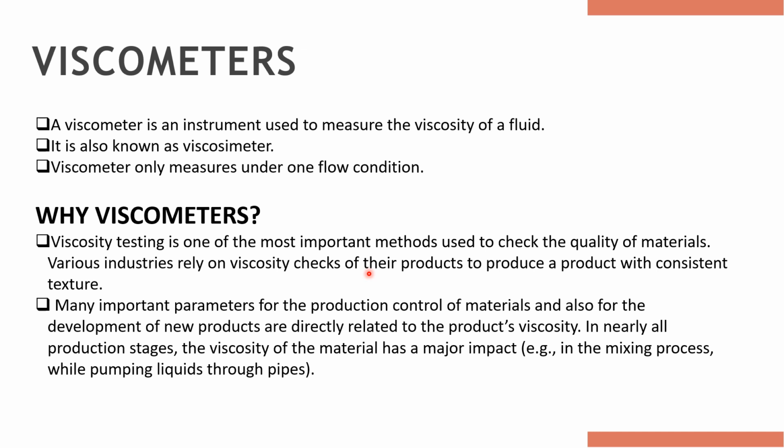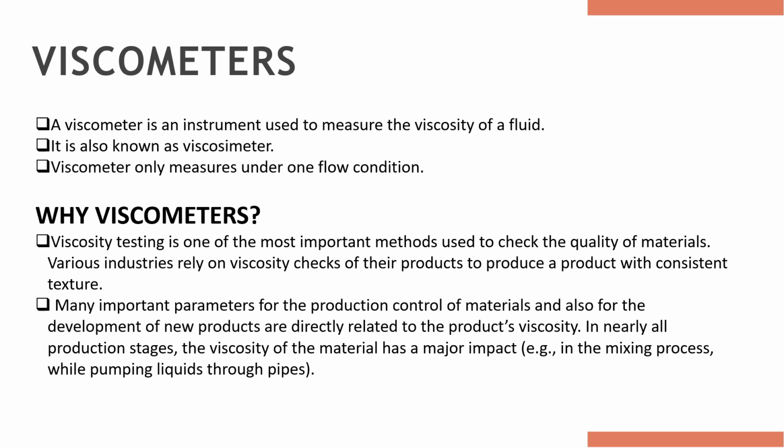So what are viscometers? In general, a viscometer is an instrument that is used to measure the viscosity of the fluid. It is also known as viscosimeter. A viscometer only measures under one flow condition. Here one flow condition represents that viscometers measure the constant viscosity of a fluid, like the sample which you are measuring, the flow condition should be constant. Only in that case viscometers are used. Otherwise, you can use another instrument called rheometer where the flow conditions keep on changing.